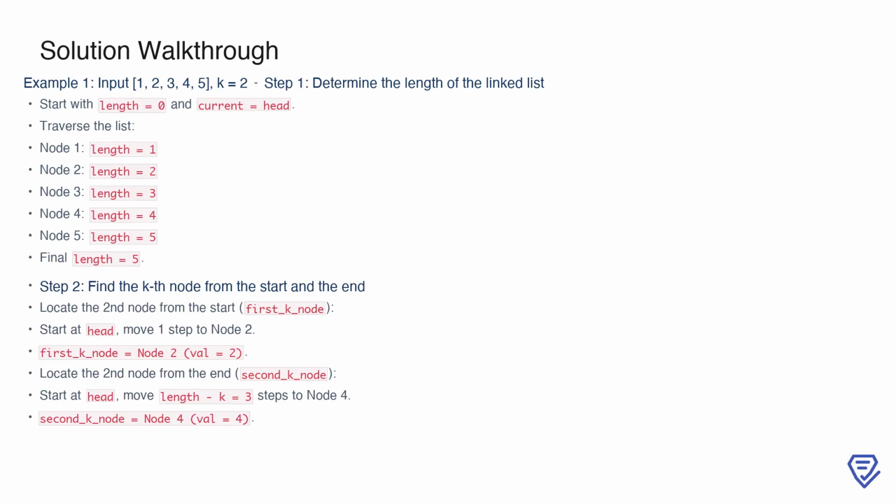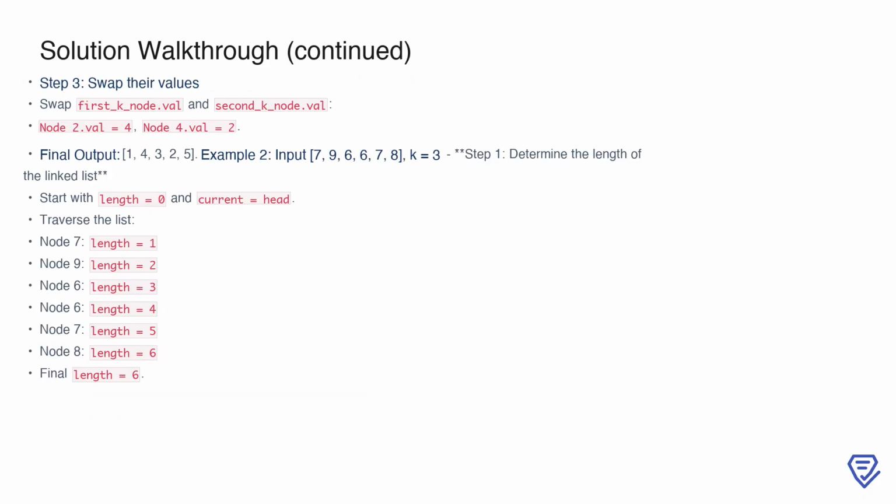Next, we need to locate the kth node from both the start and the end. For the second node from the start, we start at the head and move one step to reach node 2. This makes first_k_node the node with a value of 2. To find the second node from the end, we calculate length-k, which is 3, and move 3 steps from the head to reach node 4. This makes second_k_node the node with a value of 4. Now that we have identified the two nodes to be swapped, we proceed to step 3, which is to swap their values.